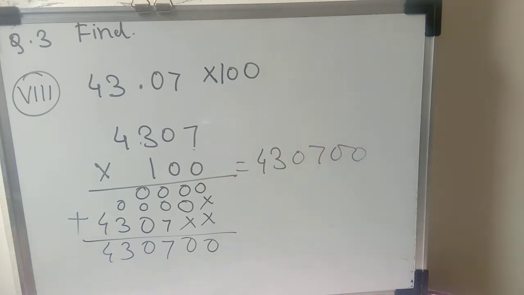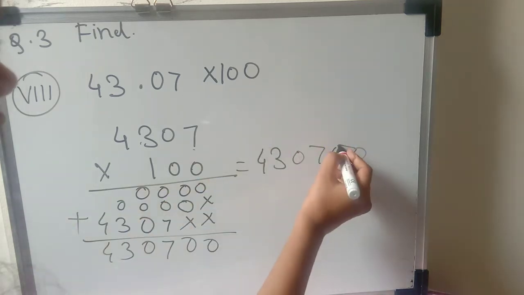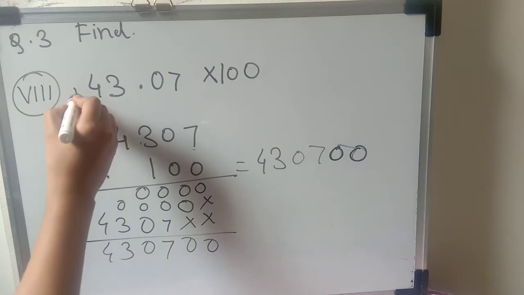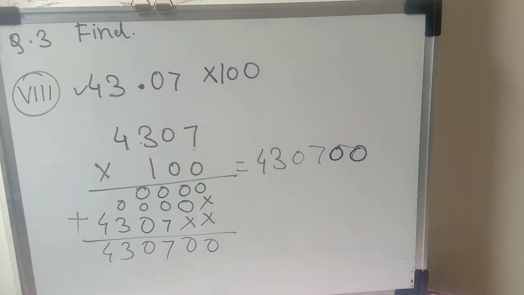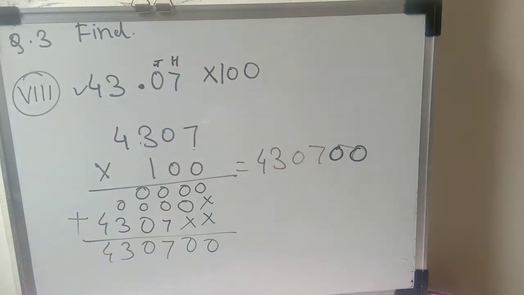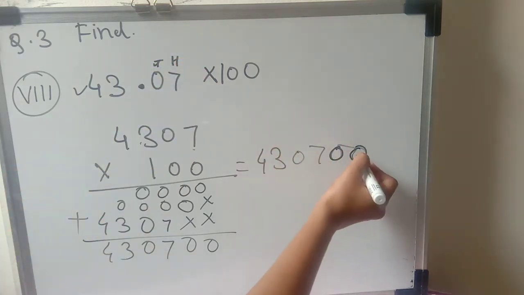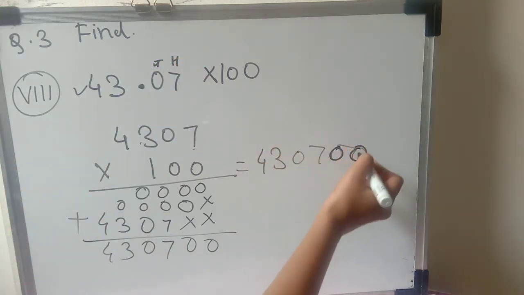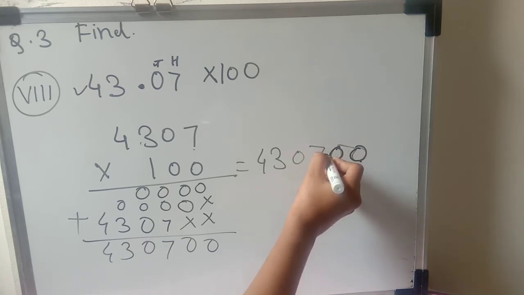430700. Okay, 0, 0. Okay, so in the example, after the decimal how many places are there? That is 10th place and 100th place. So in the answer you also have to count 2 places from the right side. So here 1 and 2 and then put the decimal.